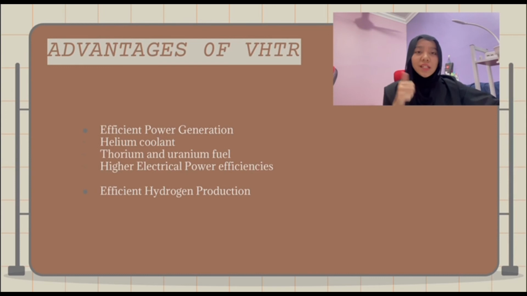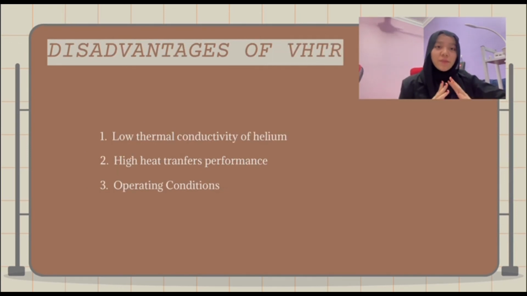Efficient power generation is divided into three: helium coolant, thorium and uranium fuel, and higher electric power efficiency. Next, efficient hydrogen production. If we are to use hydrogen as an energy carrier in a carbon-constrained world, we must produce hydrogen in a clean and efficient manner. The very high temperature reactor can supply process heat that can be used to generate the high temperature required for clean hydrogen production.